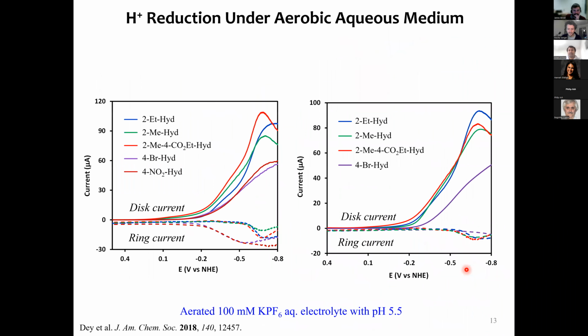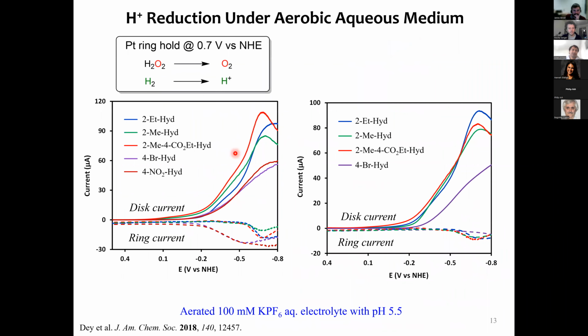Then we wanted to know whether our catalysts are stable in presence of air or not. So to do so, we performed rotating ring disk electrochemistry experiment in aerobic 100 millimolar KPF6 aqueous electrolytic solution. First, we fixed the platinum ring potential at 0.7 volt, where it can oxidize both the H2O2 and H2 produced at the working electrode. And we observed that in case of these 2 complexes, a large platinum ring current appears over here.